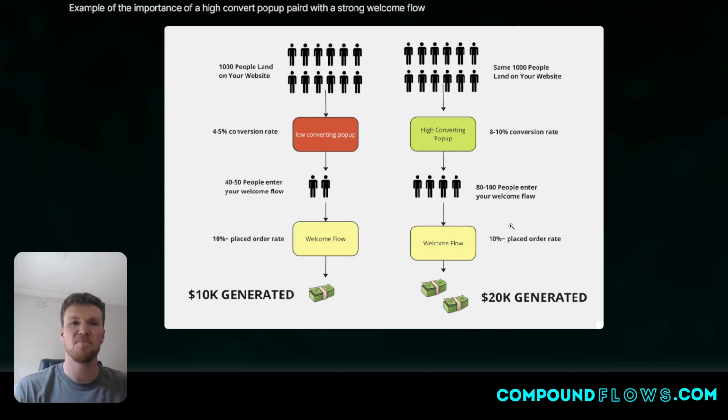And your welcome flow on average converts around 10% of those people that enter it. So if you simply double the amount of people that you're converting into your email list, you're therefore going to be generating double the amount of money from those first time customers. So please, your main focus point right here, other than those core flow automations, is really optimizing and getting this pop-up to convert as much of that site traffic into your email list as possible.